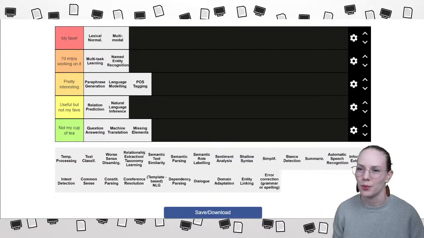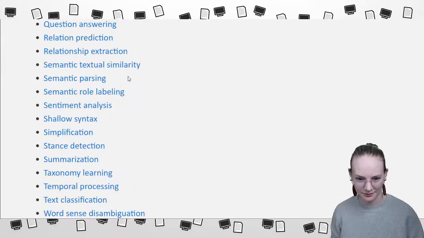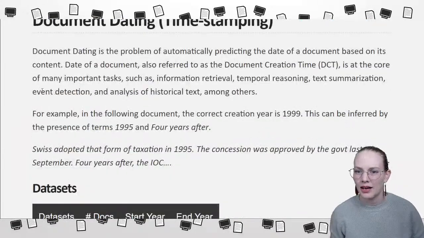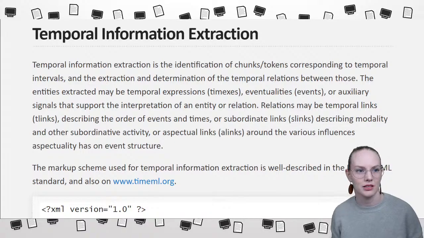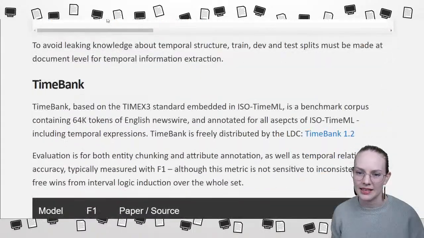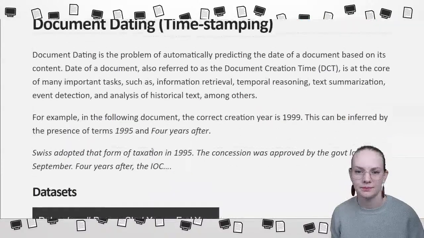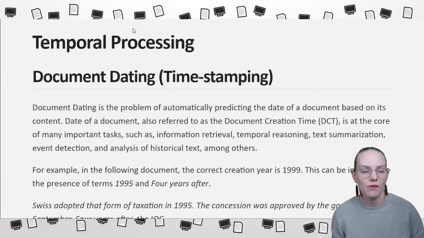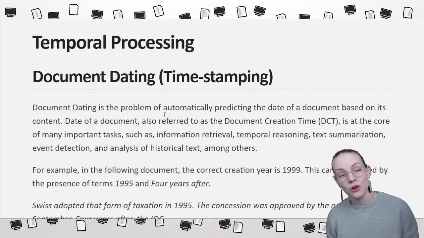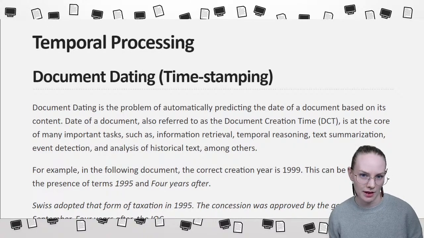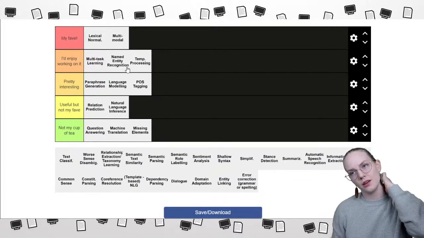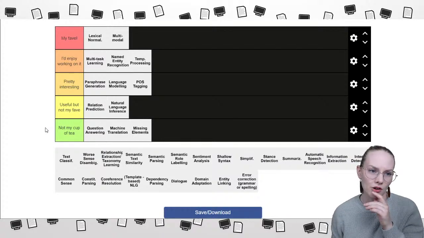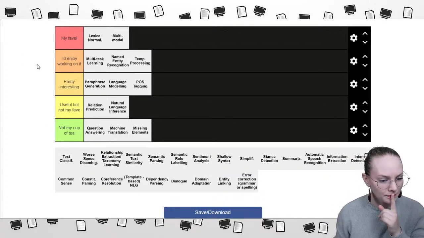I think this is temporal processing, but let's double check. Temporal processing. Yeah, I was right. Document dating, temporal information extraction, so determining the time relationship between things in a document. Okay, so this is a combination of sort of meta level characteristics of documents, and also within documents, relationships between things vis-a-vis time. I think I'd enjoy working on it. Yeah, I think it's interesting. I think I'd more enjoy working on the parts of these tasks that are about dating documents.